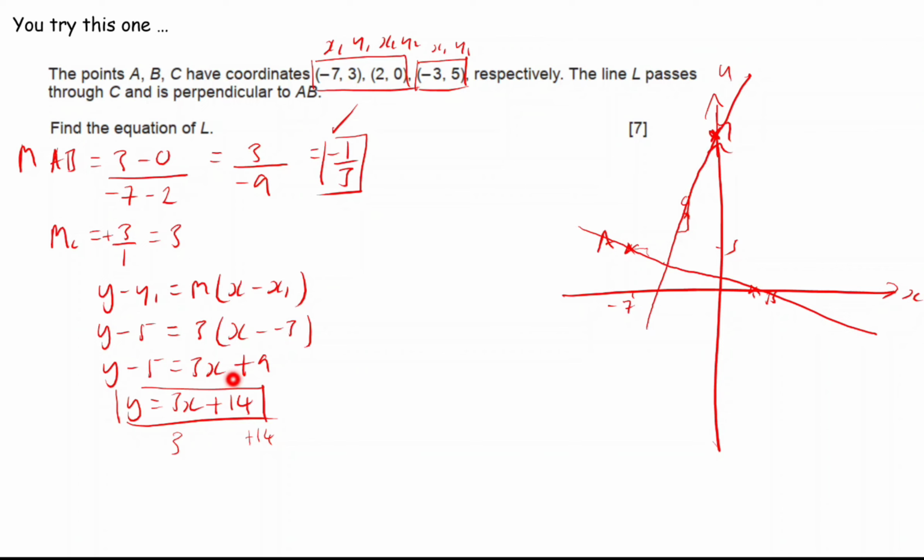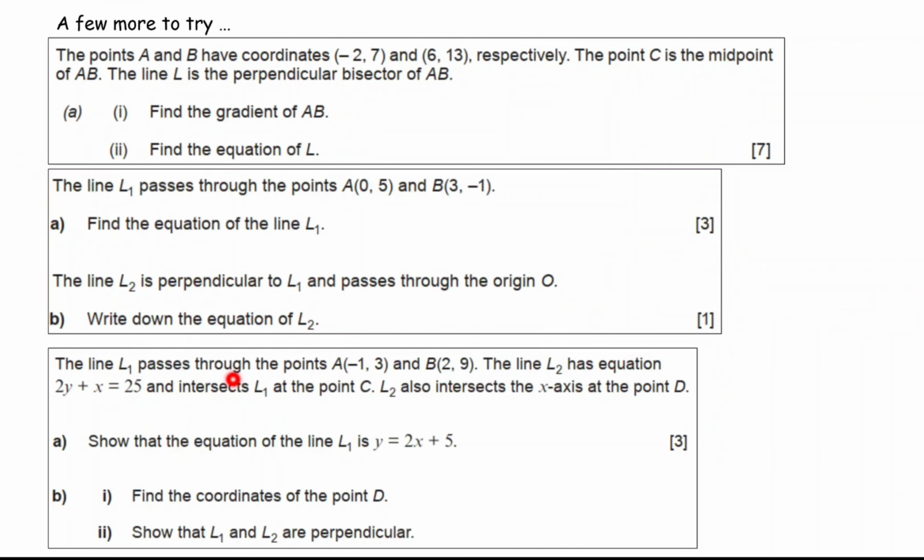Obviously, the next step could be to find the point of intersection. That's what's going to be the theme of the next video. Okay? Right, 3 questions for you to try. So pause the video, give these a go, and then I'll go through the solutions on the next few slides.